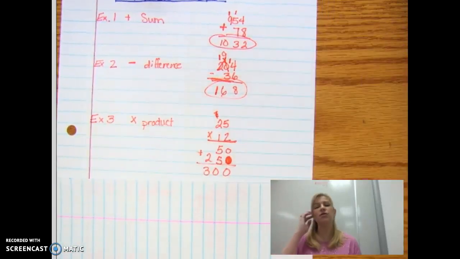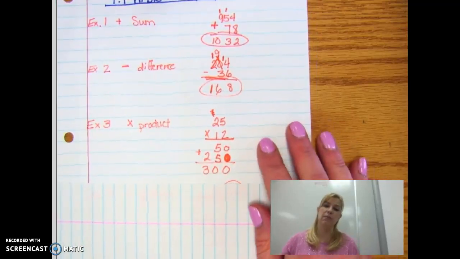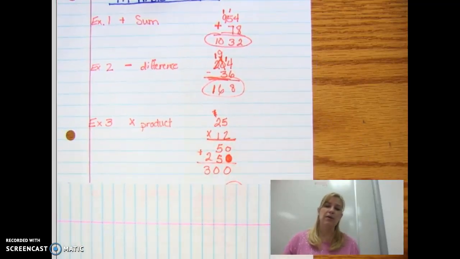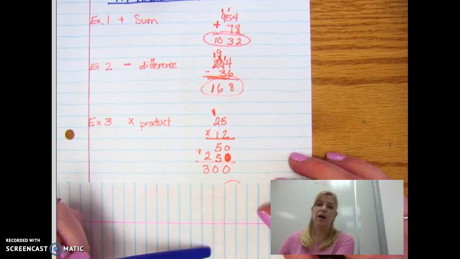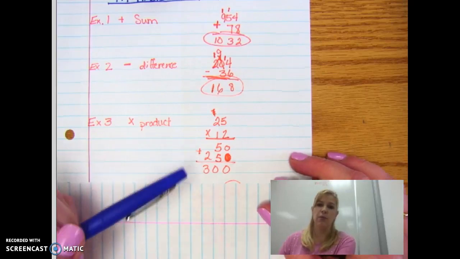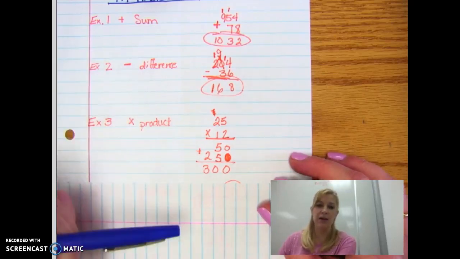Now, I have had some issues in the past with multiplication. I do not want you to use the box method. If you do not know how to do the traditional method, I need you to see me so you don't get encumbered with math later on.